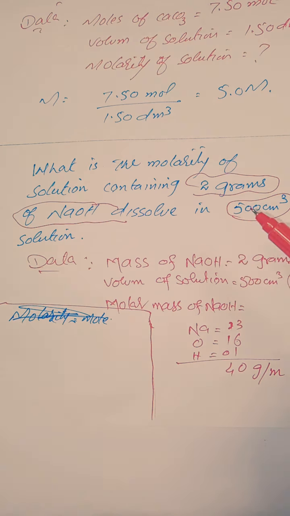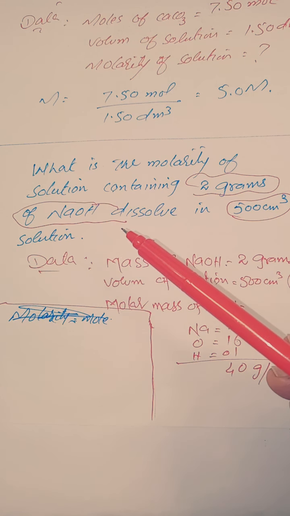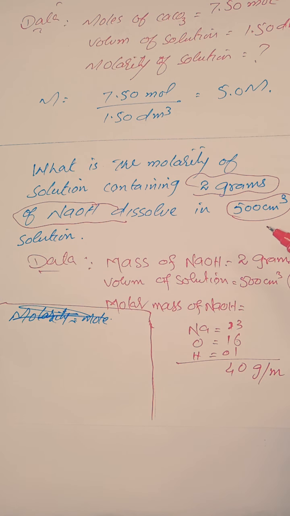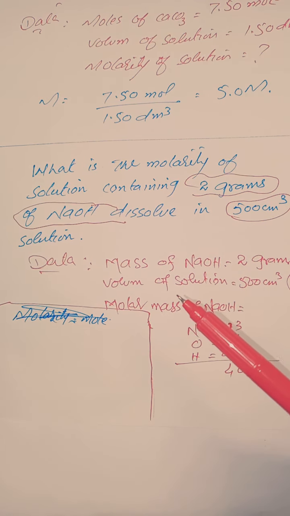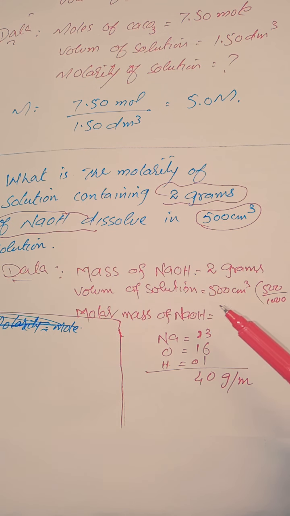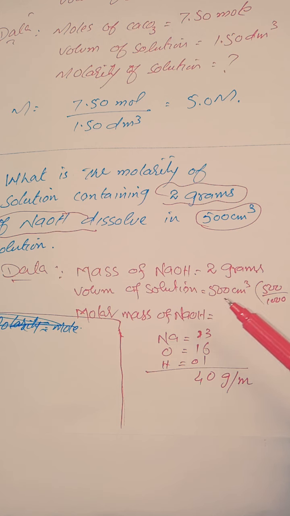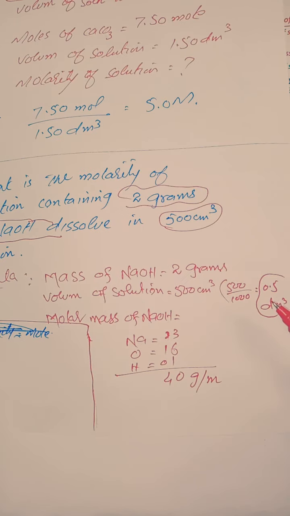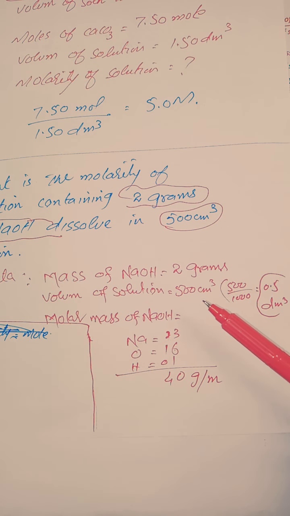If you look at the question, here the mass of solute is given, the volume of solution is given in centimeter cube, and we have to calculate the molarity. Now extract data from the question. The mass of sodium hydroxide given is 2 grams. The volume of solution is 500 centimeter cube, and remember that we have to take volume of solution in decimeter cube. So convert volume of solution from centimeter cube into decimeter cube. So 500 divided by 1000. The volume of the solution will be 0.5 decimeter cube. Remember that we have to take the volume in dm cube, not in centimeter cube.